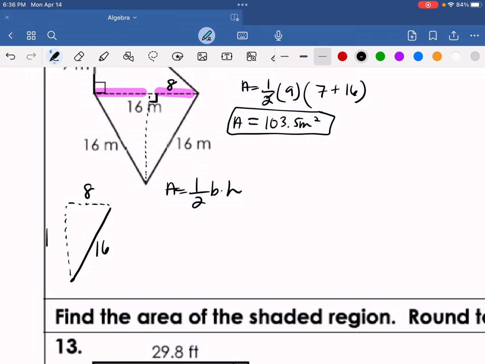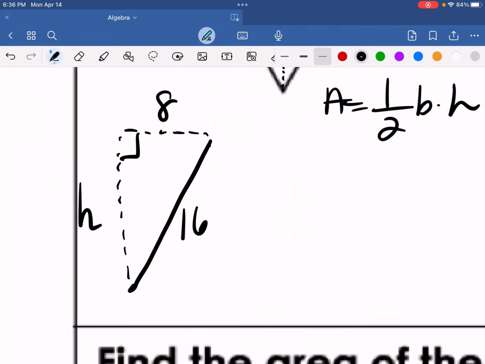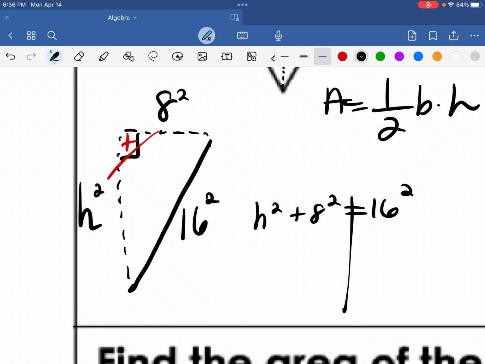just missing this height. So Pythagorean theorem again, because we have a right triangle, we have a 90-degree box, so we square all of them. We add where the 90 is, so it means we're adding these two. So we get h squared plus 8 squared equals 16 squared. And then we do our math. Subtract 8 squared, subtract 8 squared. h squared equals 16 squared minus 8 squared.